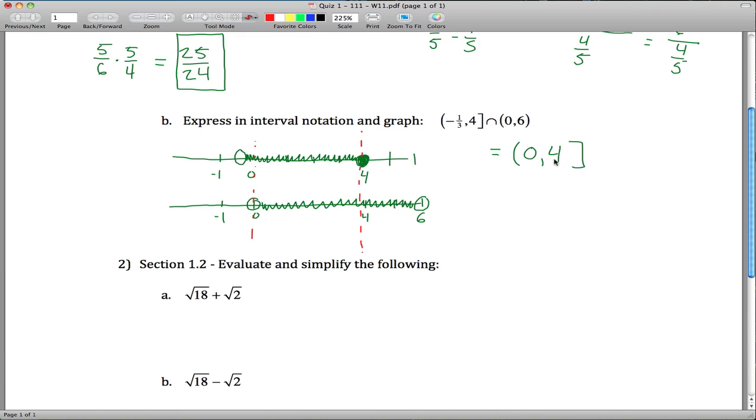So this right here is our answer, and it asked us to graph that. So, all right, getting a little overboard with the graphs, but I can still do it. 1, 2, 3, 4, 5.